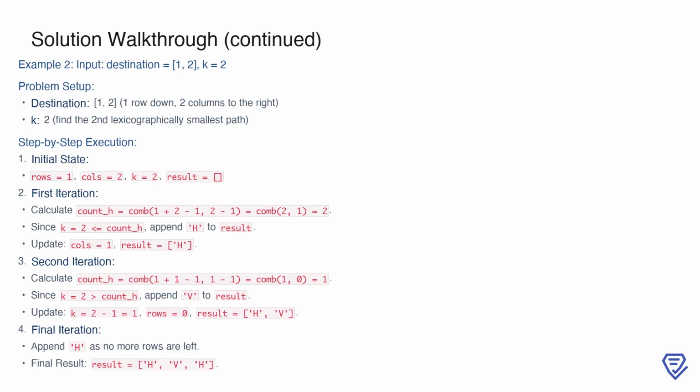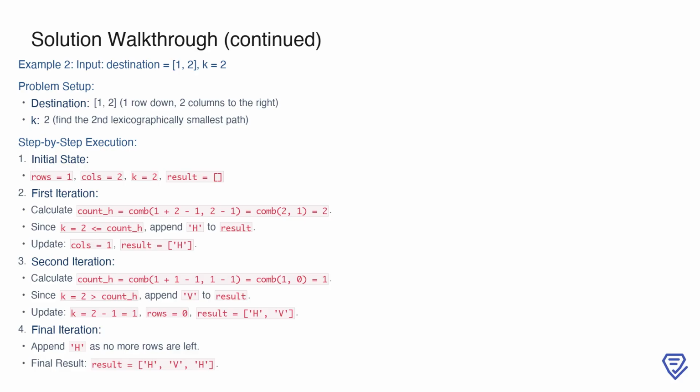In this example, we are finding the second lexicographically smallest path to the destination [1, 2], which involves moving 1 row down and 2 columns to the right. Starting with our initial state, we have 1 row, 2 columns, k equals 2, and the result is empty. For the first iteration, we calculate count_h as comb(2, 1), which equals 2. Since k is less than or equal to this count, we append h to the result and reduce the columns to 1. Moving on to the second iteration, we calculate count_h as comb(1, 0), which equals 1.